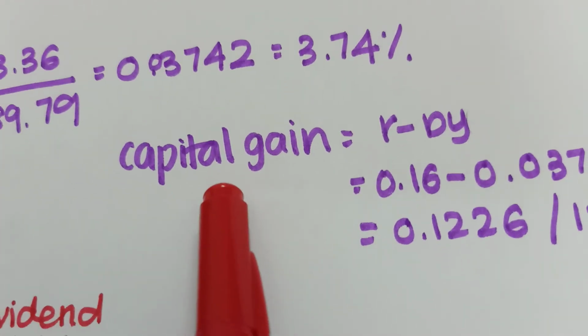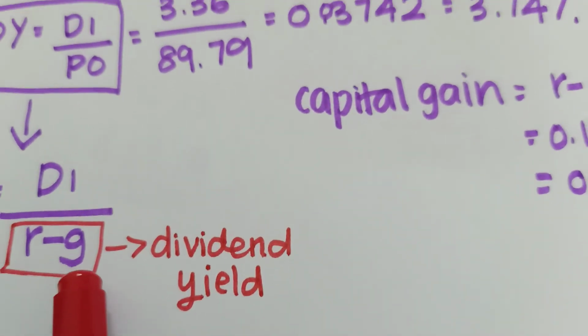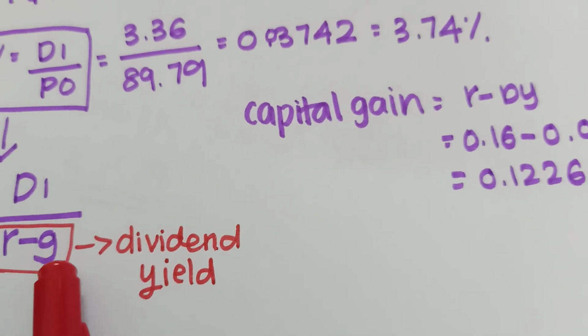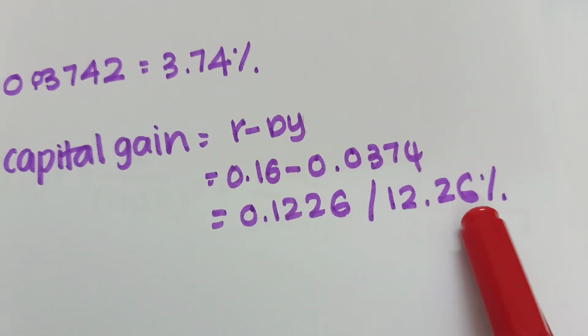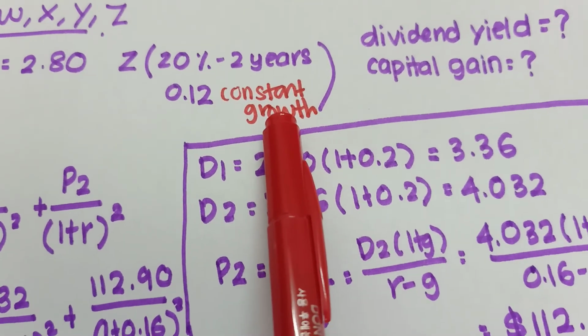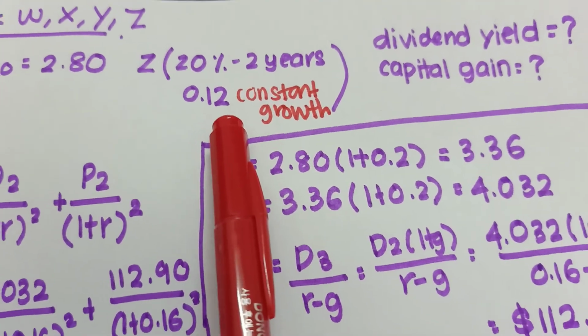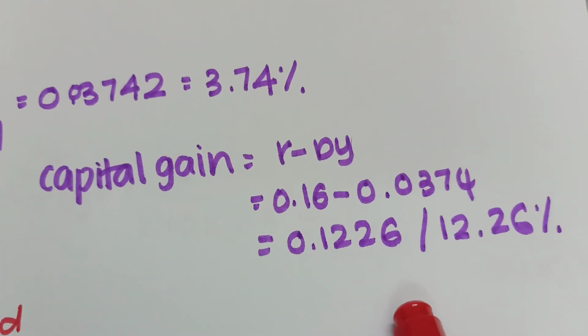If you notice, the capital gain here represents the growth rate. You can see that what we calculated is 12.26%, and when we look back at the question, they state the constant growth is 12%. So that is one way to check whether you got the correct answer for capital gain.